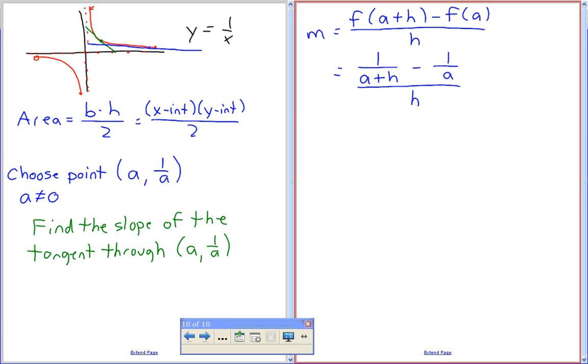Someone brave me. Good. What's the common denominator for the numerator going to be? A times a plus h. Okay. I'm going to call it a times a plus h, but you're exactly right. Okay. What is the left-hand side? Yeah, Dakota, go ahead. It'd be a over a bracket a plus h. Good. And the right-hand side is? Minus a plus h over a bracket a plus h.